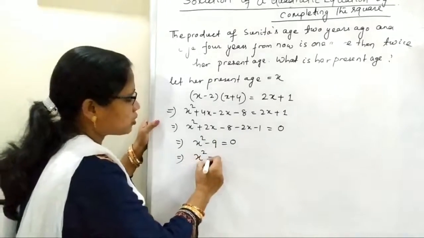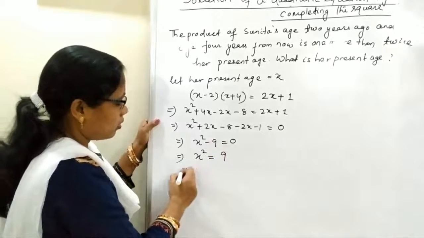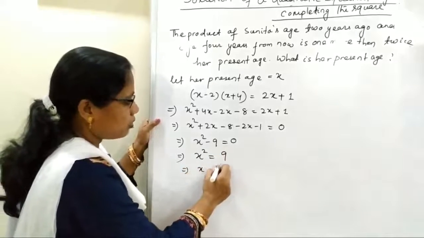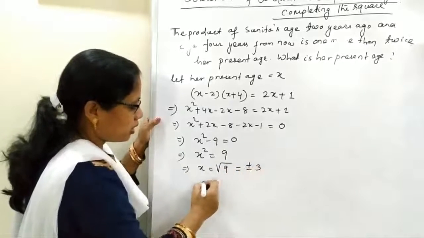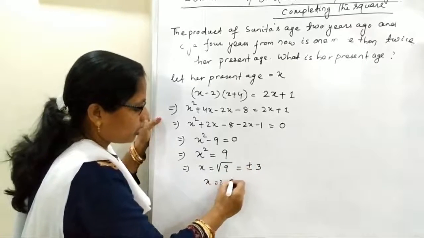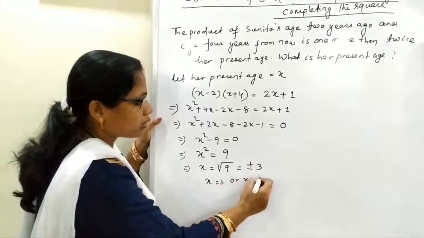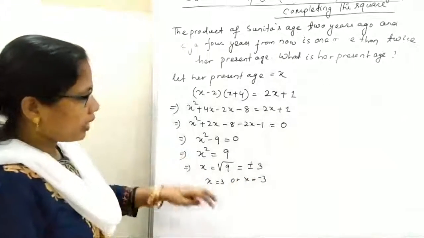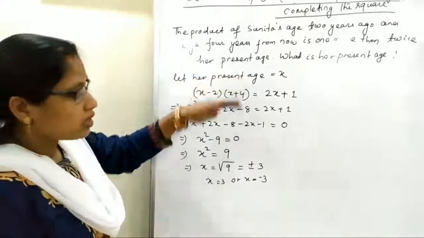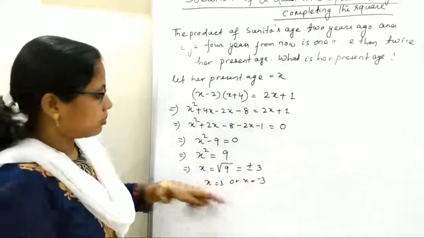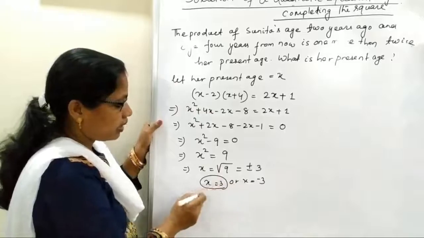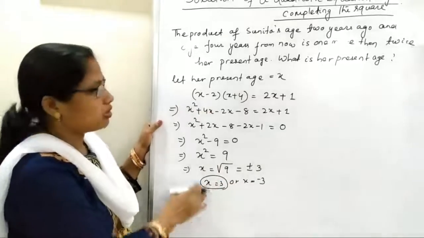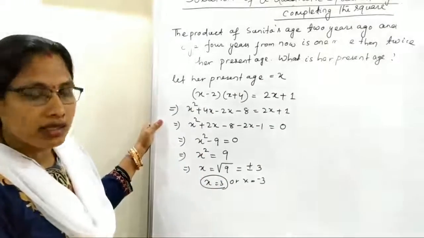This implies x square is 9, or x is equal to root over 9, that is plus or minus 3. So x is equal to 3 or x is equal to minus 3. But we have taken x as the age, so age cannot be negative. So her age is 3. The present age of Sunita is 3 years.